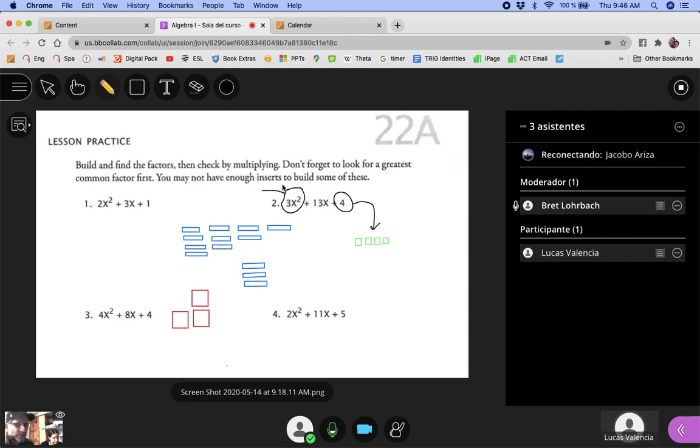Y'all know that from lesson 21. The only thing in lesson 22 is you have to do the same thing with the x's. You have to arrange the 3x squared, the 3, either in one row of 3 or 3 rows of 1. And again, Jacob's not connecting.